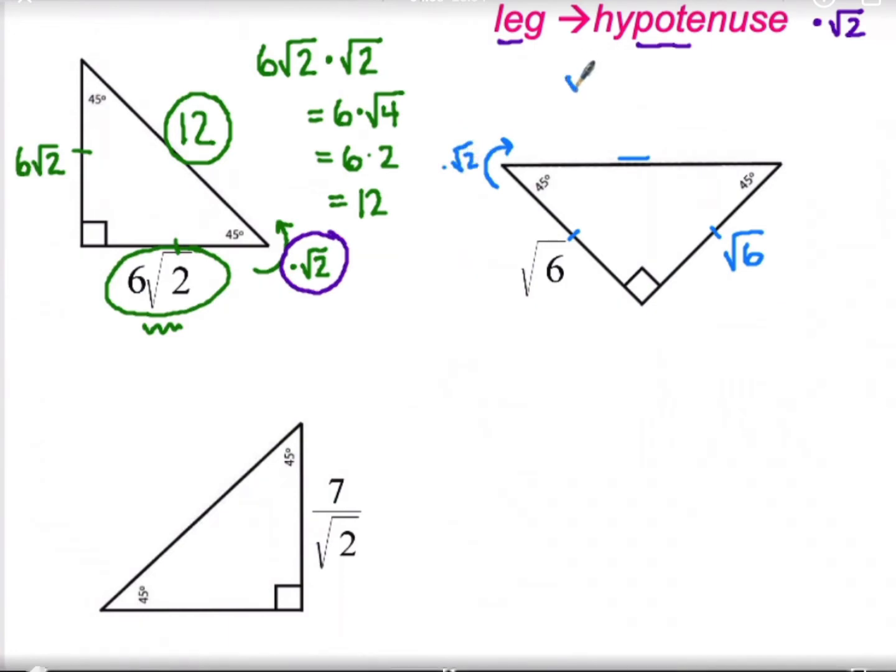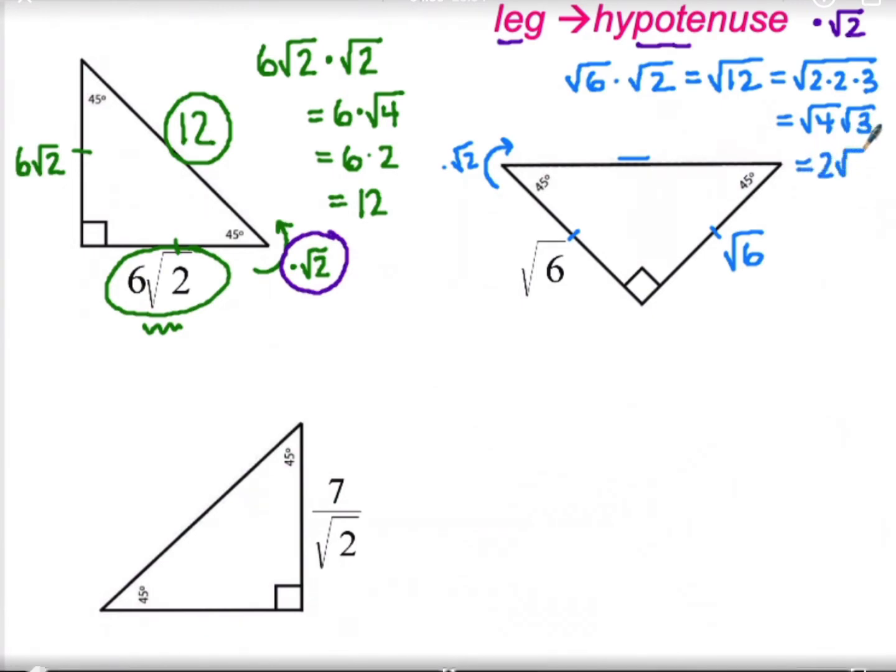And so it's kind of a strange number, square root of 6. We're going to multiply that by the square root of 2. And that equals the square root of 12. Now I do want you to write those answers in simplest radical form. I know 12 is 4 times 3. And I can do that square root of 4, but the square root of 3 is kind of funky. So I'm going to say that that's 2, and leave that 3 under the square root. On this one, the hypotenuse has a length of 2 times the square root of 3.